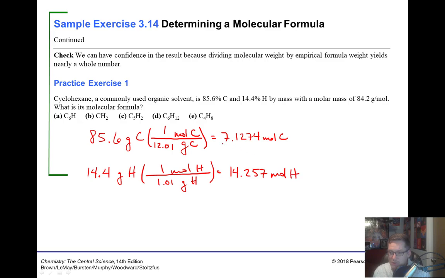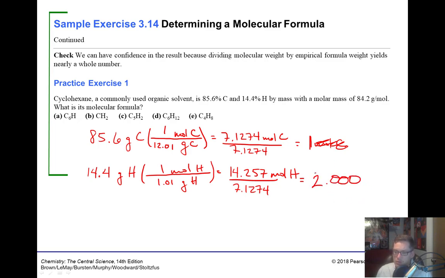Now we divide by the small one. This one's the small one, so we'll divide by 7.1274, and divide this one by 7.1274. This divided by that is just going to be 1 mole carbon. Or really it's a ratio, so moles cancel, so it's just 1. And then right here we'll take the 14.257 divided by 7.1274. We get 2.000.